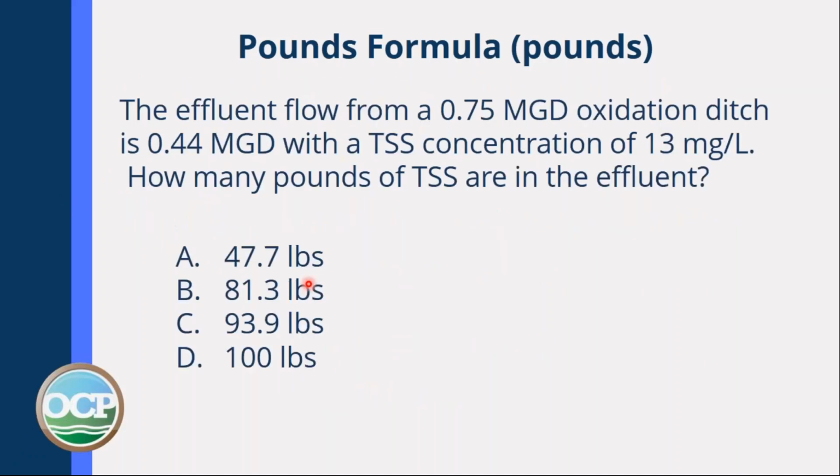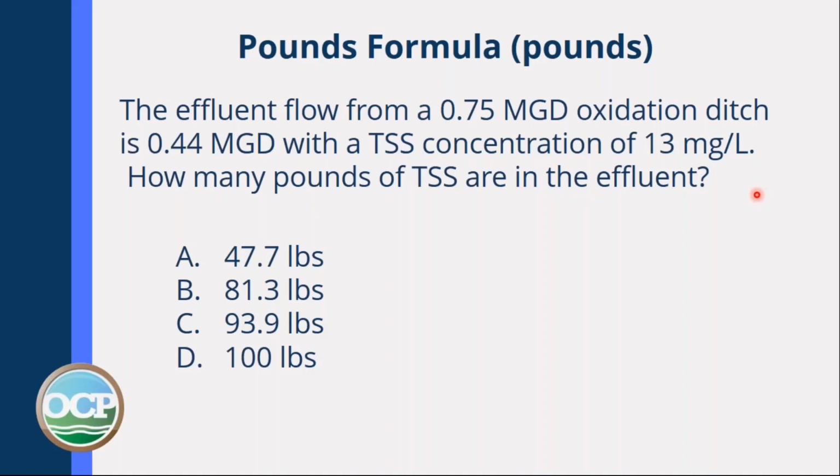So here is an example of one that you will do. We will give you the answers as you would see them on a test. The effluent flow from a 0.75 million gallon per day oxidation ditch is 0.44 million gallons per day, and the concentration is 13 milligrams per liter. How many pounds of TSS are in the effluent?